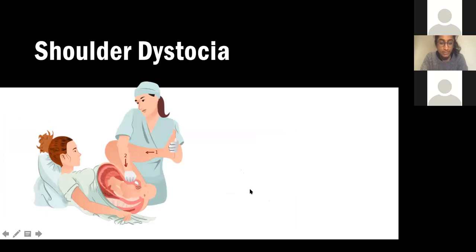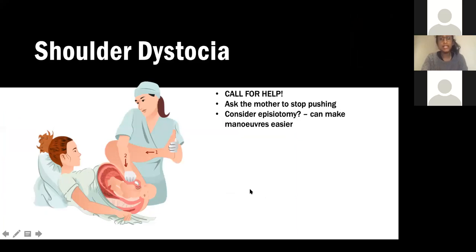So this is basically the McRoberts maneuver. You definitely call for help because it's an emergency. You'd ask the mom to stop pushing. And you'd consider an episiotomy because it can make maneuvers easier.